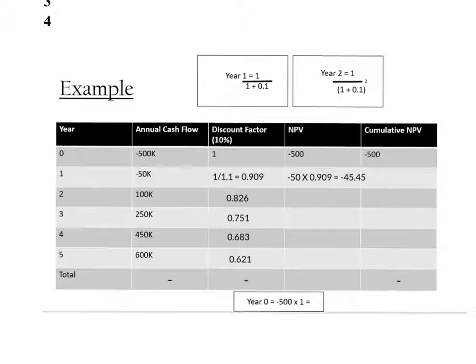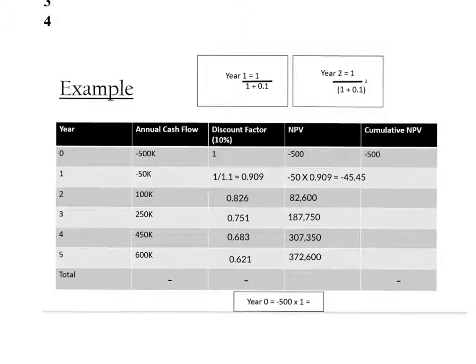So again, if we have a look at year 0, what we do is 500,000 divided by 1, and that'll just get us minus 500,000. So let's keep on having a look at the rest. So that's what we'd get if we did the calculations for the rest of them.